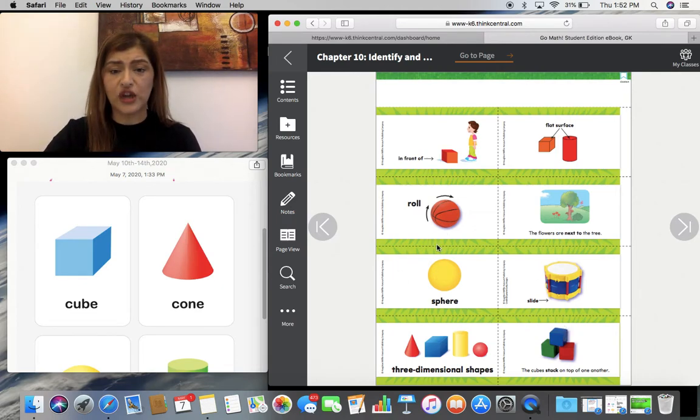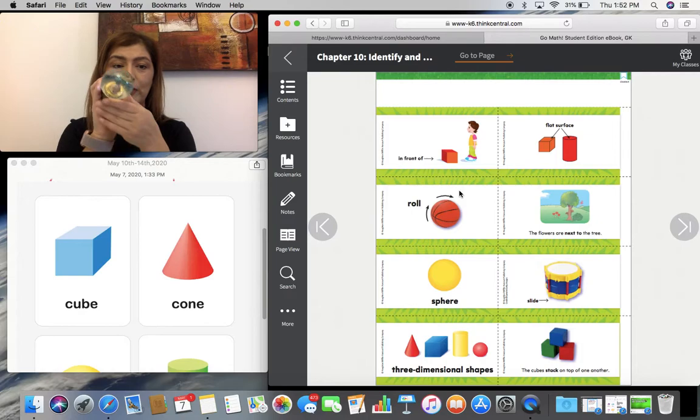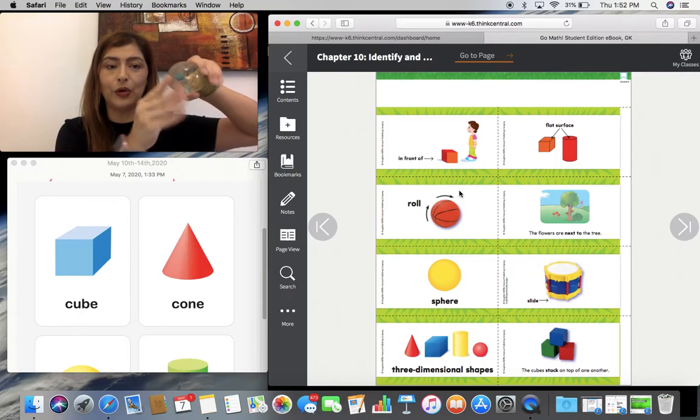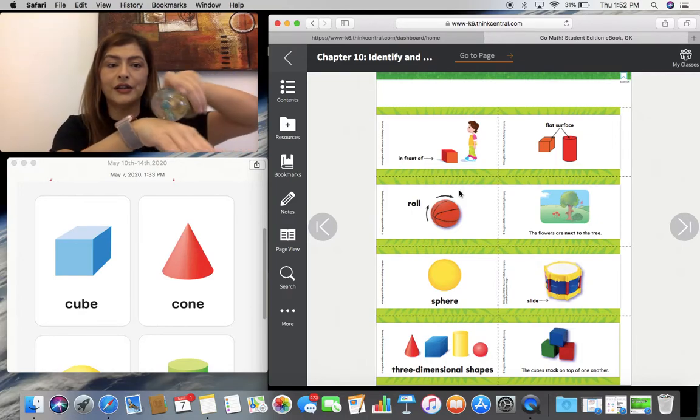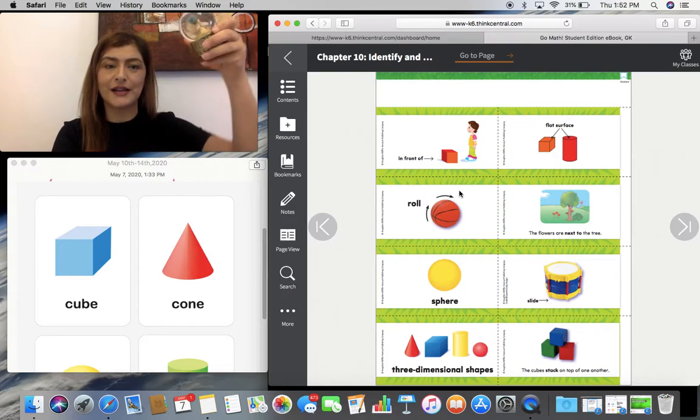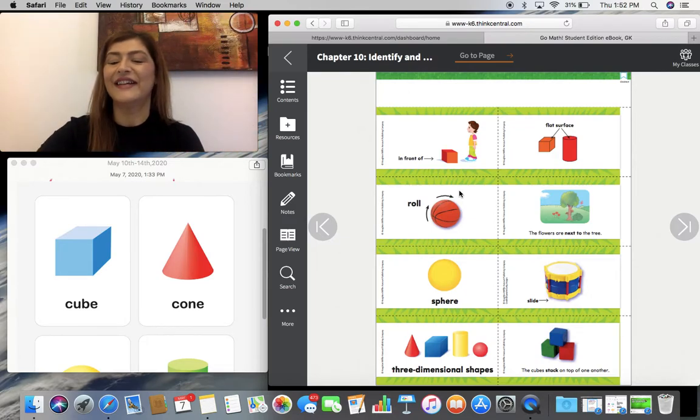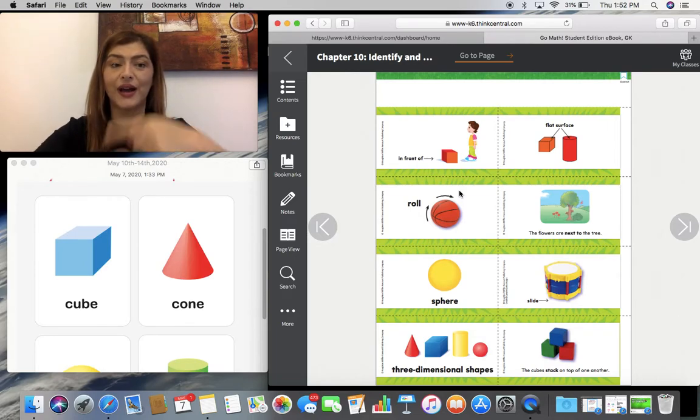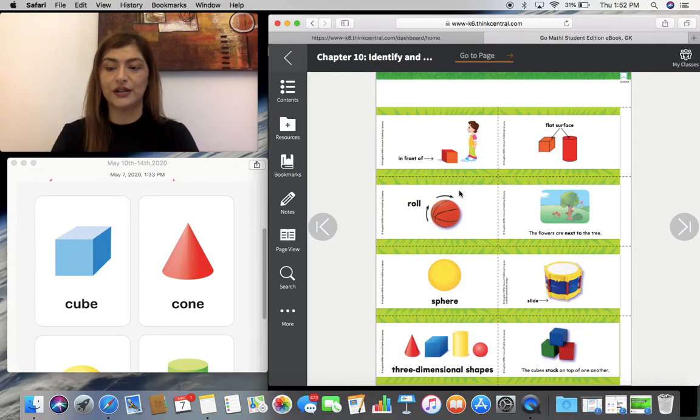Now, this shape is a sphere. Look here, this is a basketball, right? What can it do when you kick a ball? What does it do when it goes round and round and round? Roll. See, I have with me here something that looks like a ball. It rolls on my hand and it's glittery. So, a sphere can roll. Very good.